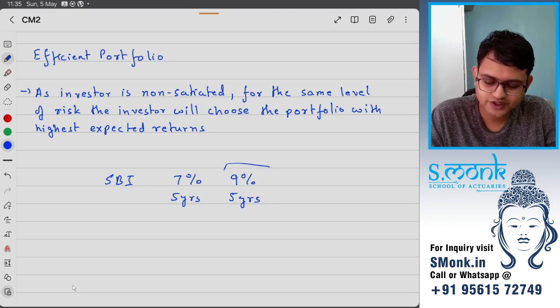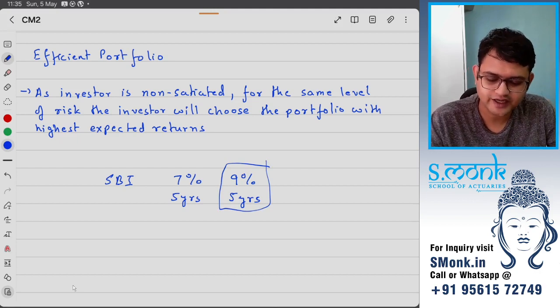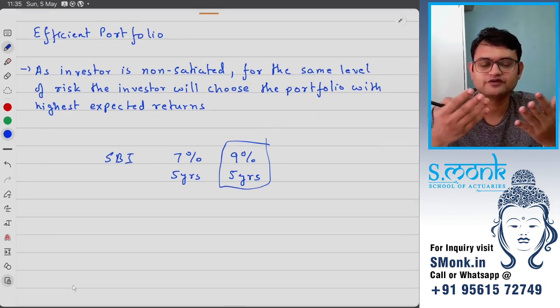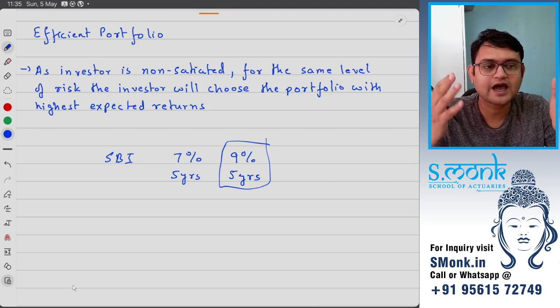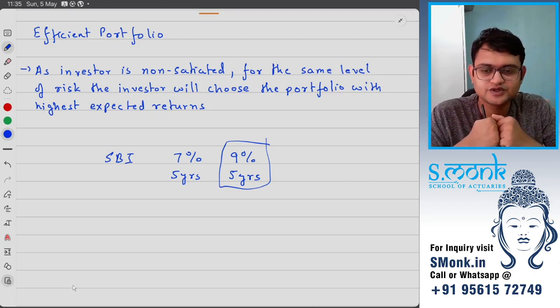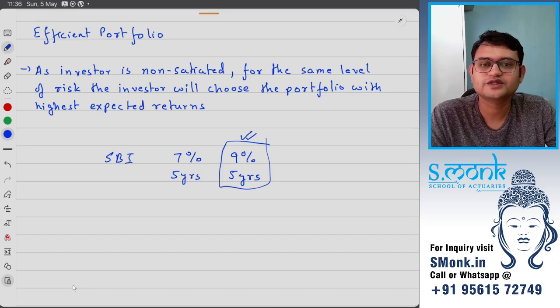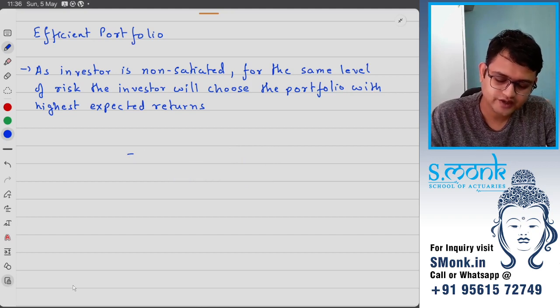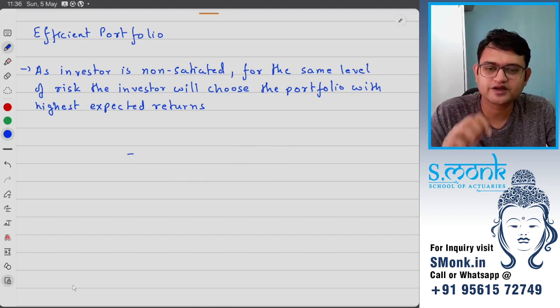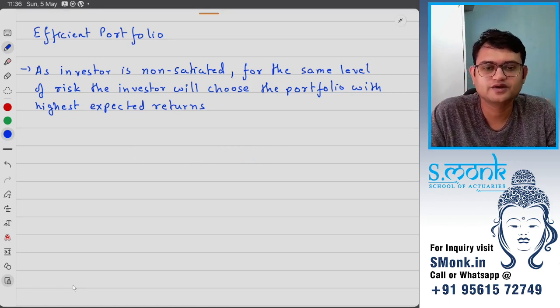You will clearly be choosing 9%, right? Why would you go for 7% when you can get 9%? I'm saying it's the same bank, so the level of risk is exactly the same. You're investing for the same period of time, so why would you not go for the higher returns, right? So that is a non-satiated investor. An investor will always choose higher returns for the same level of risk. You will not be satisfied with a lower return. So that is why SBI will offer you only one rate of interest, that is the highest possible rate of interest. It will not offer you the 7%. Right?